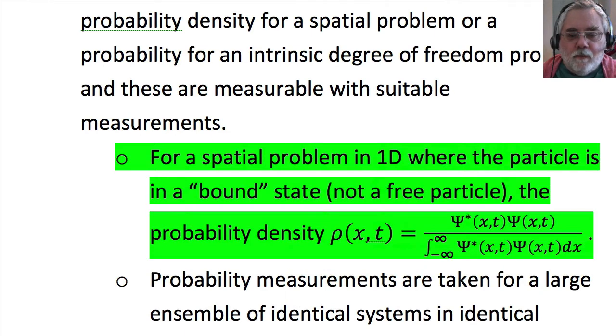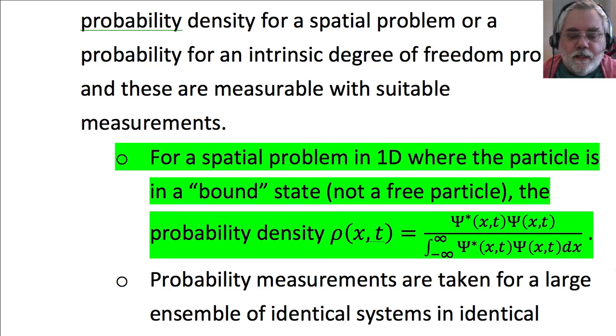For a spatial problem in one dimension, where the particle is in a bound state, not a free particle, the probability density rho of x and t is the complex conjugate of psi times psi divided by an integral over all space, which means all x, of complex conjugate of psi times psi. We will get experience with this in coming lectures.